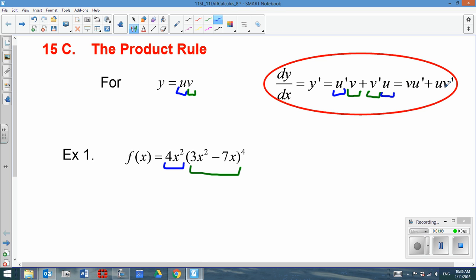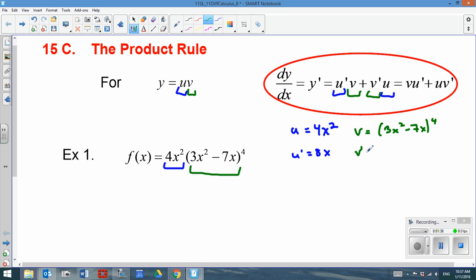Now for the product rule and also the quotient rule, which is coming up next, we do want to make sure that we actually set out our working before we begin to apply the product rule. So we want to make sure that we have some side work where we identify our u. So for us, this will be 4x squared. We can already take the derivative of 4x squared as 8x. And we'll do the same for our v function. So that will be 3x squared minus 7x, all raised to the fourth.